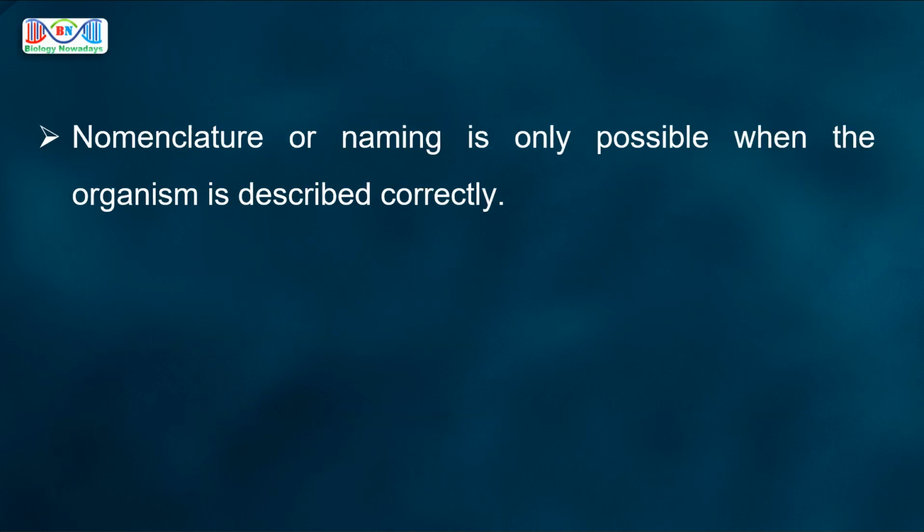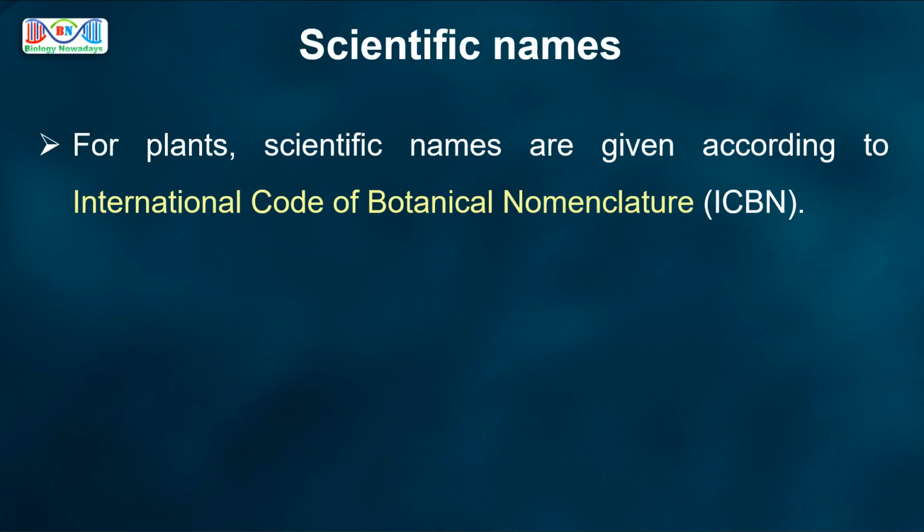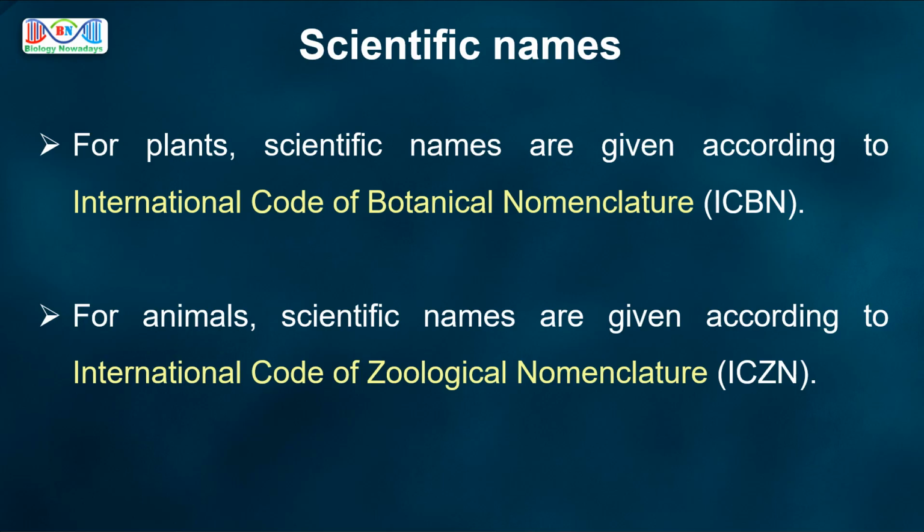Of course, nomenclature or naming is only possible when the organism is described correctly. Also, we should know to which organism the name is attached. This step is identification. For plants, scientific names are given according to the International Code of Botanical Nomenclature. On the other hand, for animals, scientific names are given according to the International Code of Zoological Nomenclature.